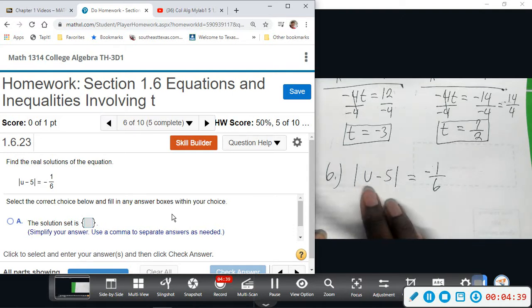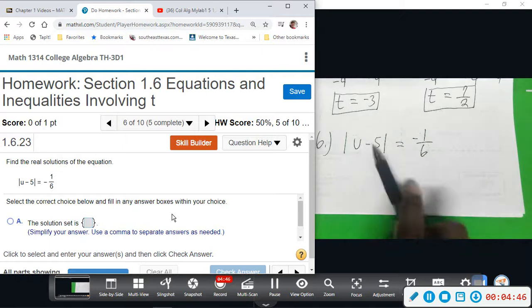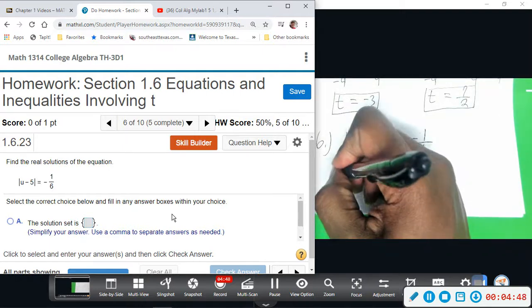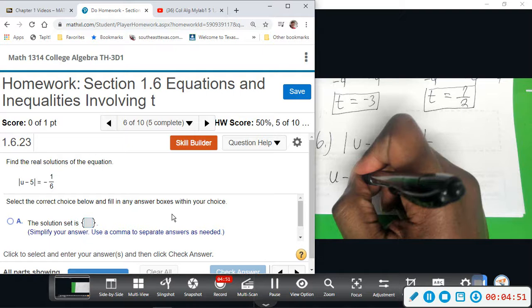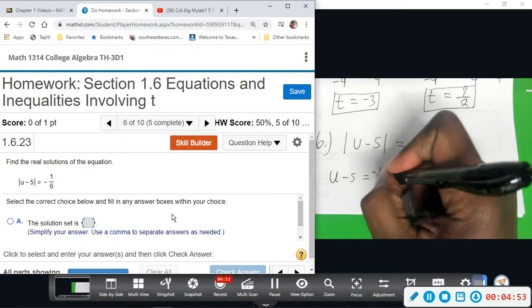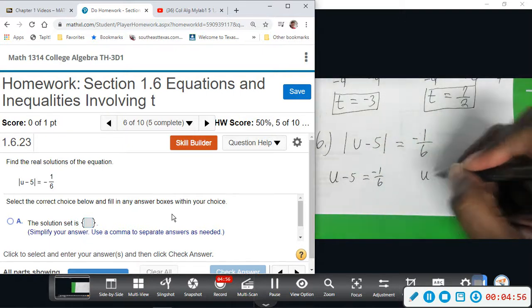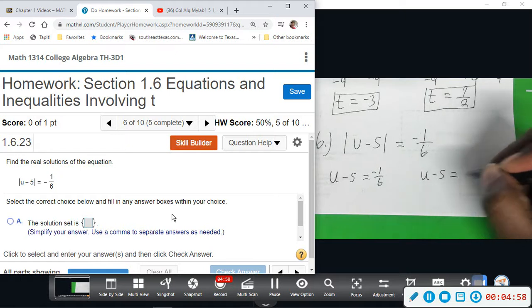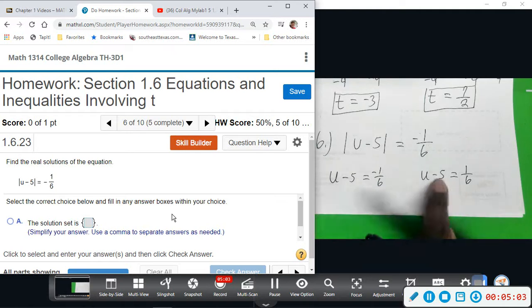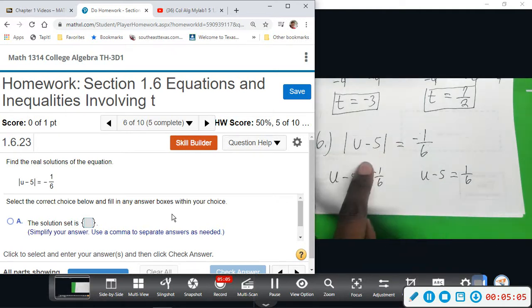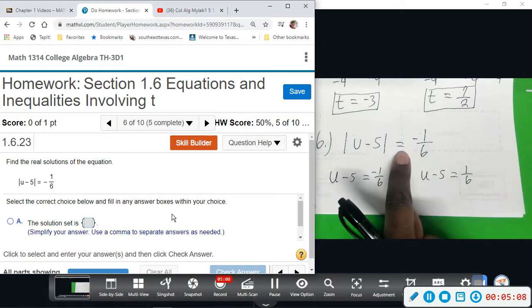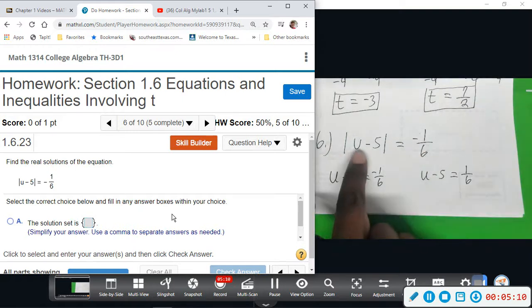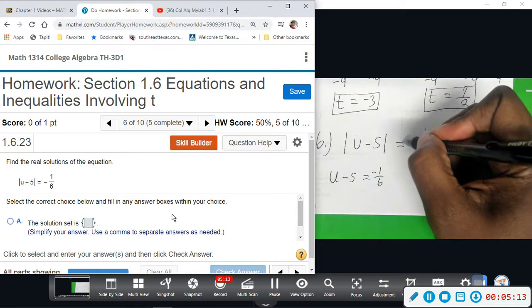Now, don't confuse the fact that this is set equal to a negative number with the idea that we just take the absolute values away when we set up the two parts and do this. u minus 5 equals negative 1/6, and u minus 5 equals positive 1/6. Now this could be true because there's no absolute value. We do that to get rid of the absolute value. But when you start the problem, if it has a negative, this cannot happen. Okay, you just need to know that this does not work.